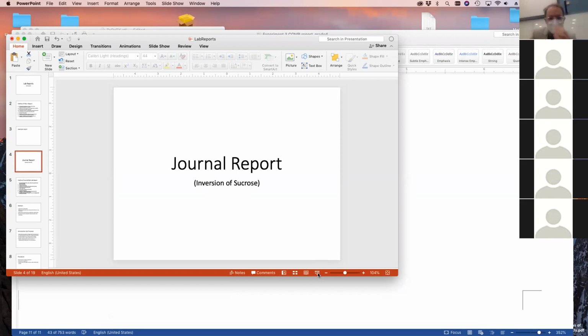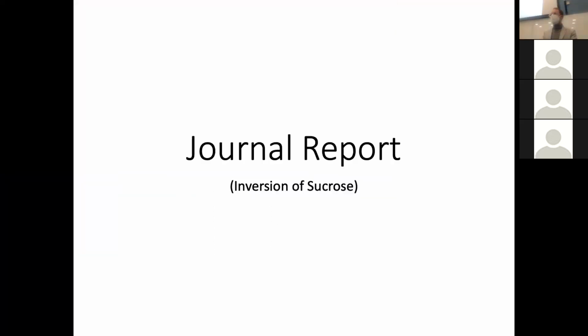Okay, so in this course, you're going to do one lab report that's going to be in the style of a journal paper. The purpose of this is to give you some practice doing real technical scientific writing and get used to writing in this style. And the lab report that you're going to do that for is the one on inversion of sucrose.